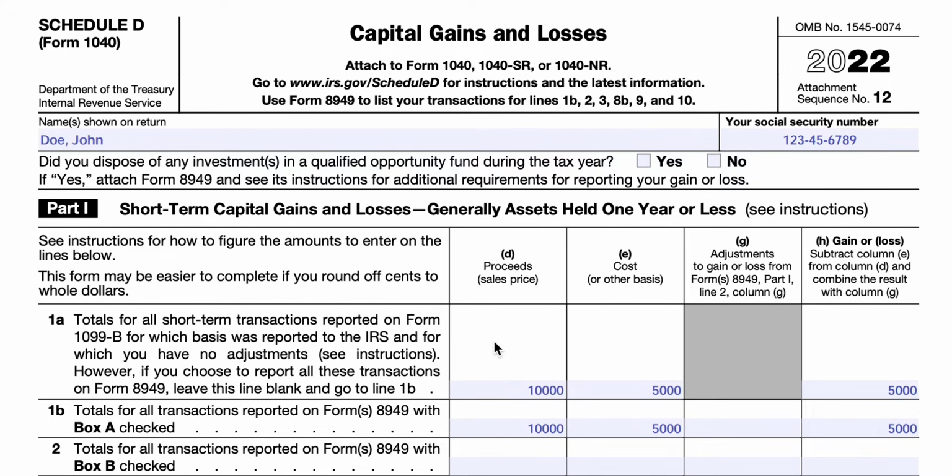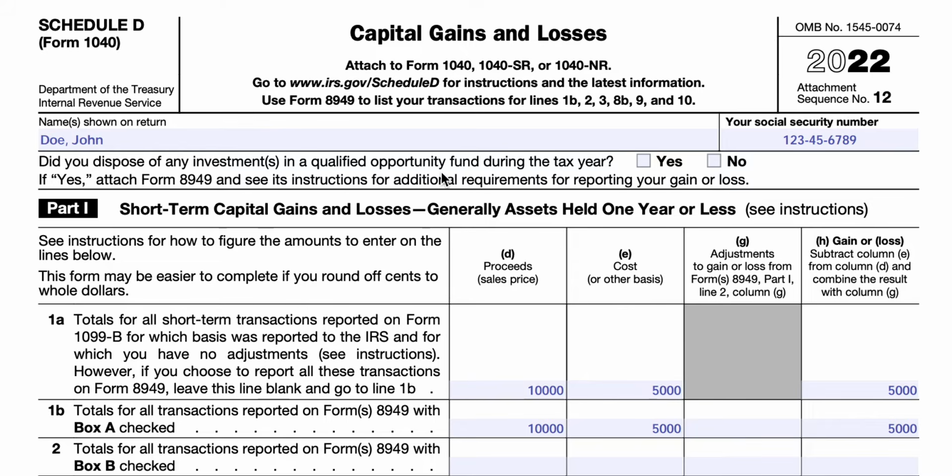We'll make sure that there are links to all of those different areas, either in the show notes or in the article. So let's go through Schedule D as if we're in the shoes of our hero, John Doe. At the very top, we have his name as shown on his income tax return, followed by a social security number. And then the first question that is asked is, did you dispose of any investments in a qualified opportunity fund during the tax year?